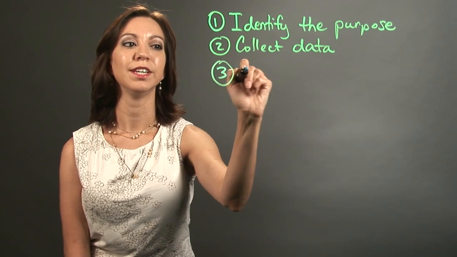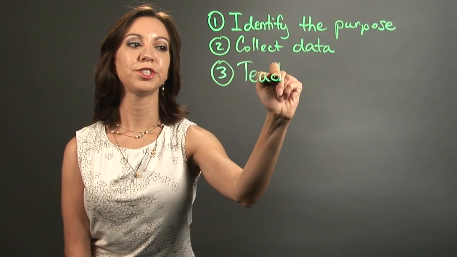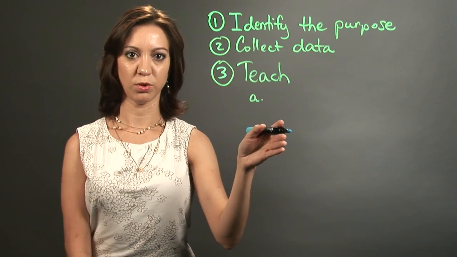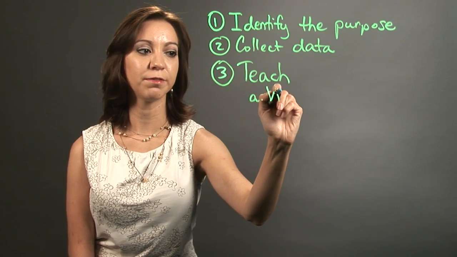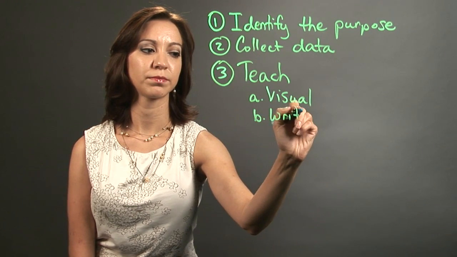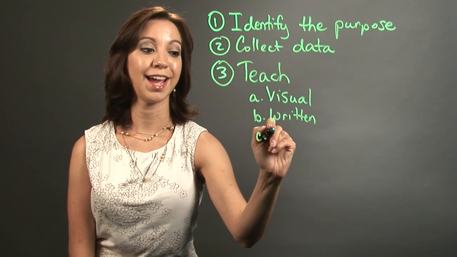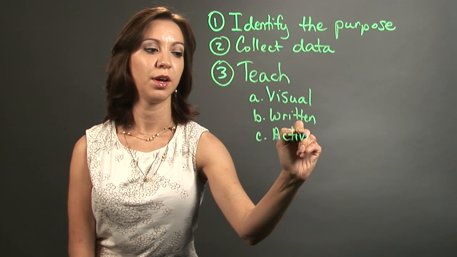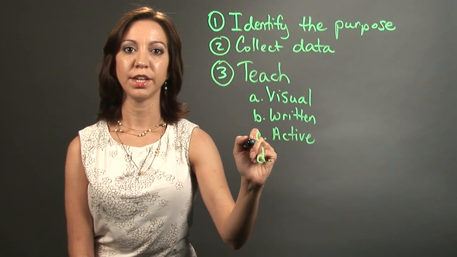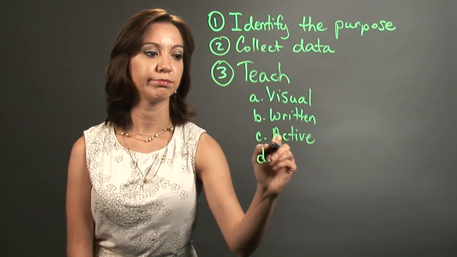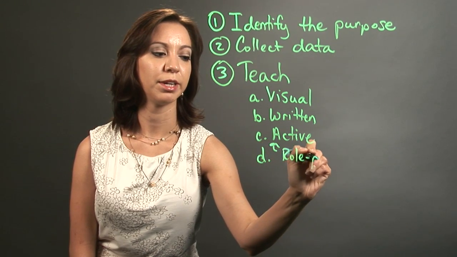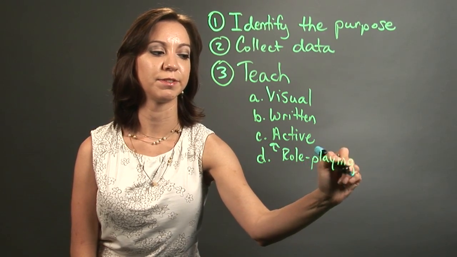Now, the biggest one is the teaching aspect. When you teach, there are 4 different ways that you can do this, teaching the moral traits. You can do it in a visual manner. You can do it in a written manner. You can do it in an active manner. And the last thing, if you want to tie this into active, is a role-playing manner. I'll get into a little bit of specifics of that in a moment.